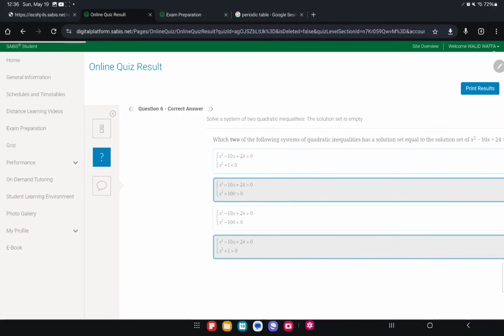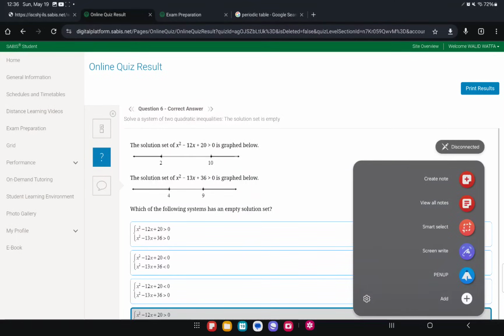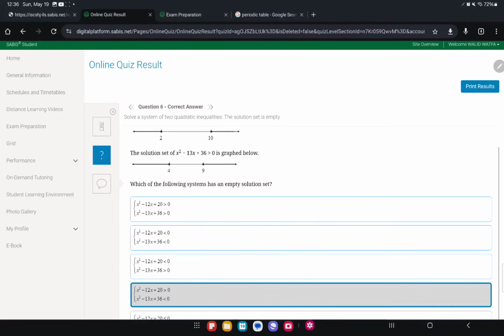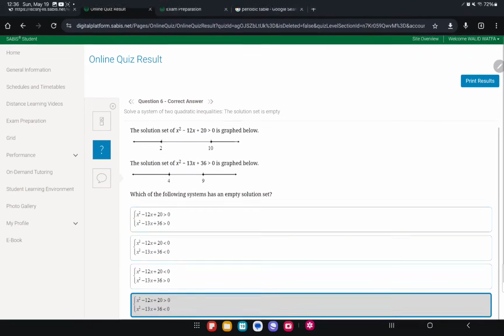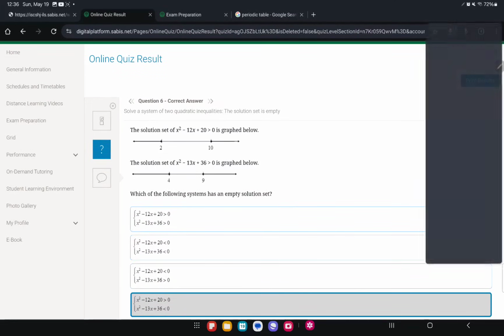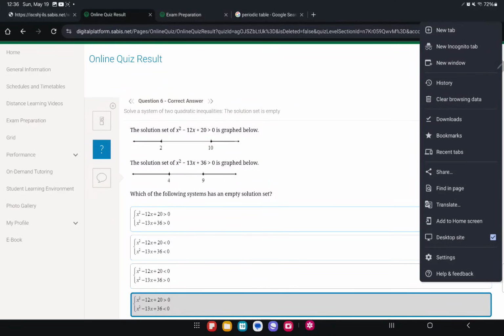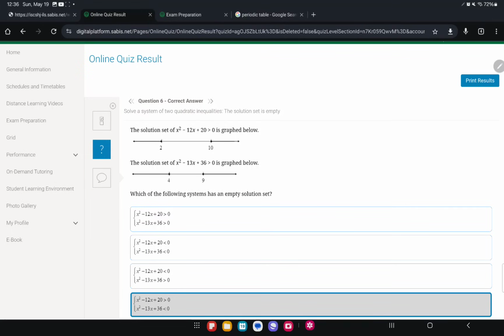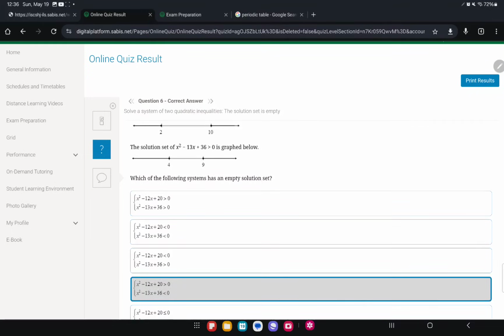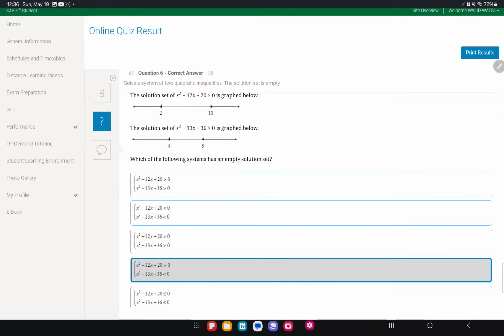Question 6. Move down a bit. Can I not zoom out? Zoom. No zoom. Top. How do I... like this? Okay.